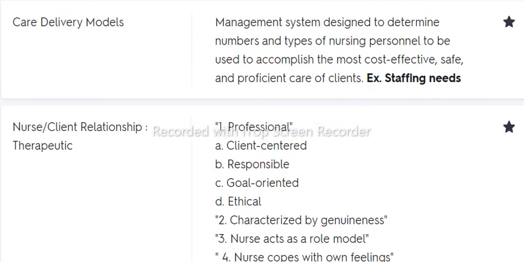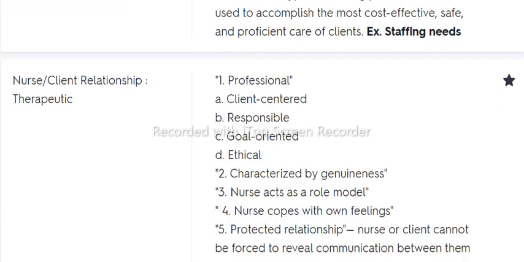Care delivery models. Management system designed to determine numbers and types of nursing personnel to be used to accomplish the most cost-effective, safe, and proficient care of clients. Example: staffing needs.